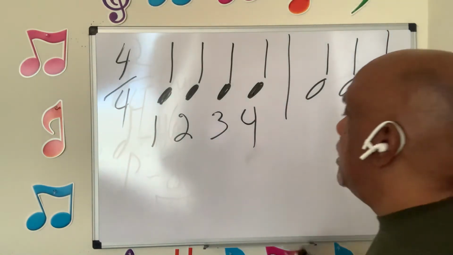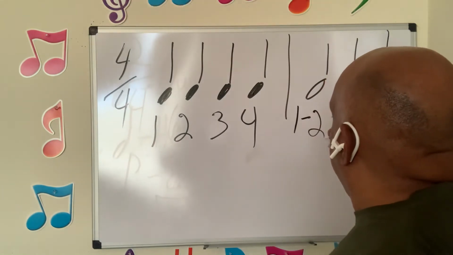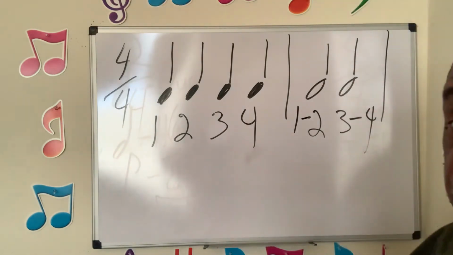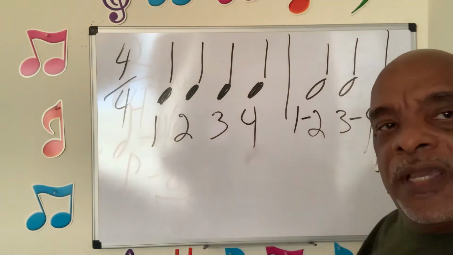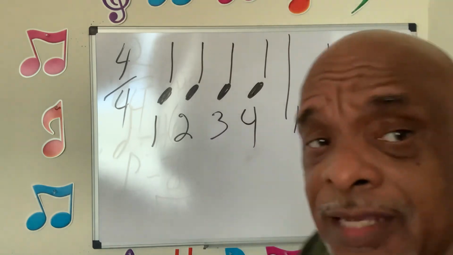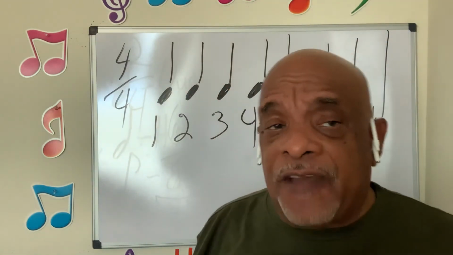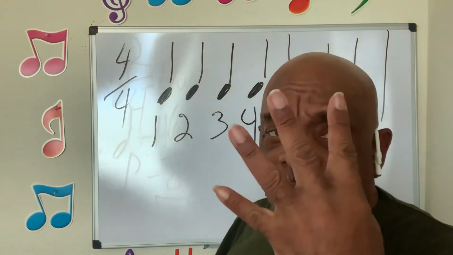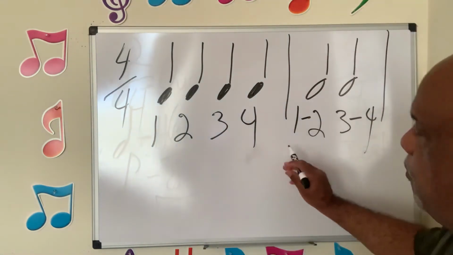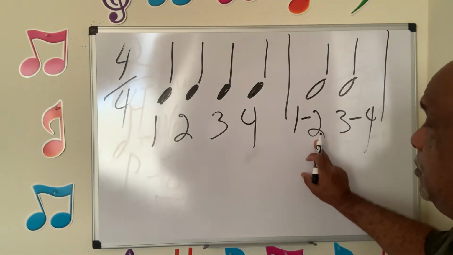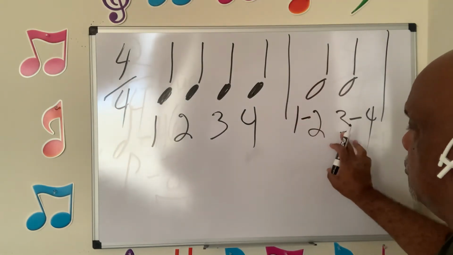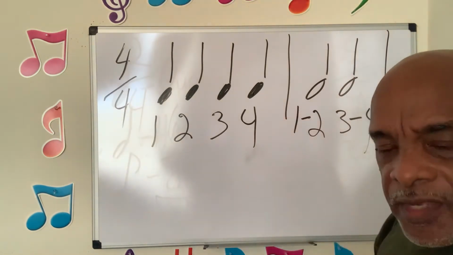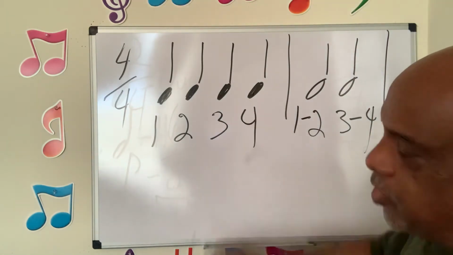Now in the second measure, I have 1, 2, 3, 4. I still have 4 beats in this measure. Why? Because a half note gets what? 2 beats. And if a half note gets 2 beats, if I have 2 half notes, then I have 4 beats. So you got 1, 2, half note, 3, 4. Half note, 2 beats, okay?